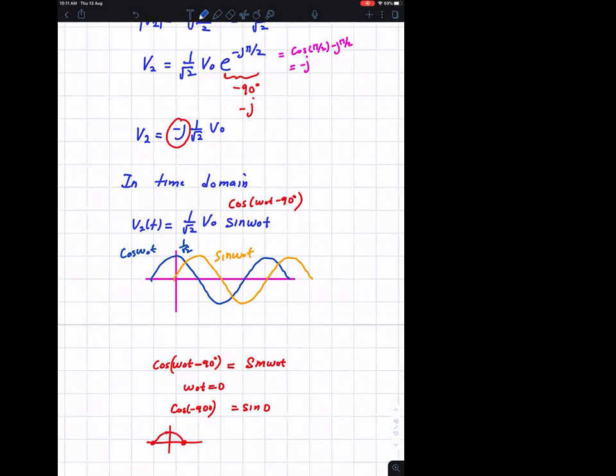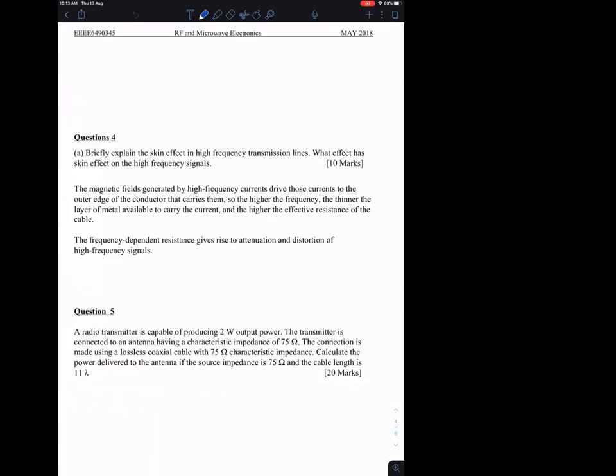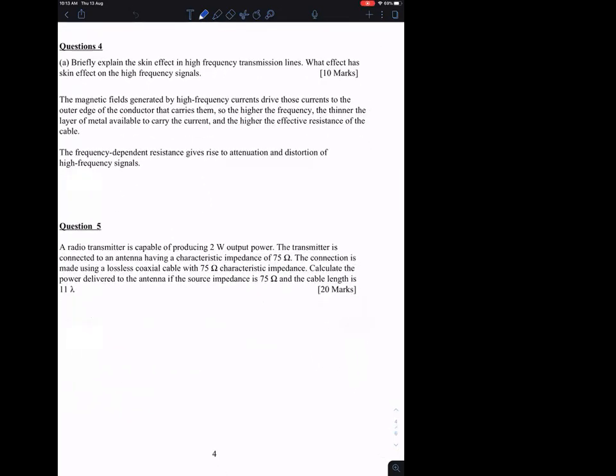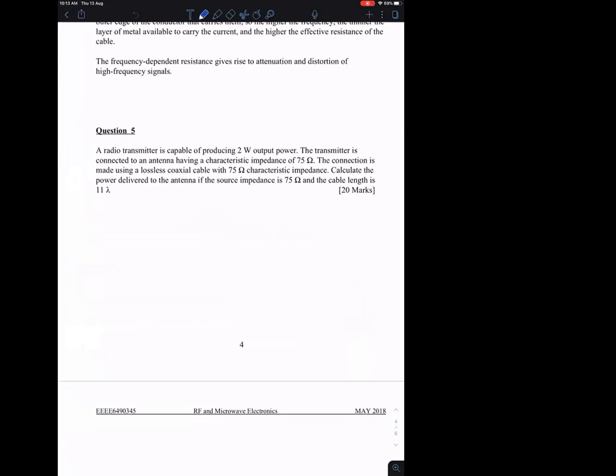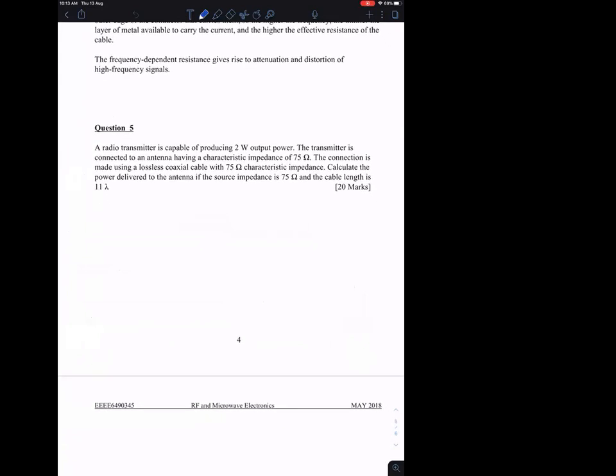Okay, now I'm going to do some examples related to the midterm. We already announced the date of the midterm, right? Let's do this. A transmitter is capable of producing 2 watt output power. So if you're confused, you can just draw the circuit diagram.